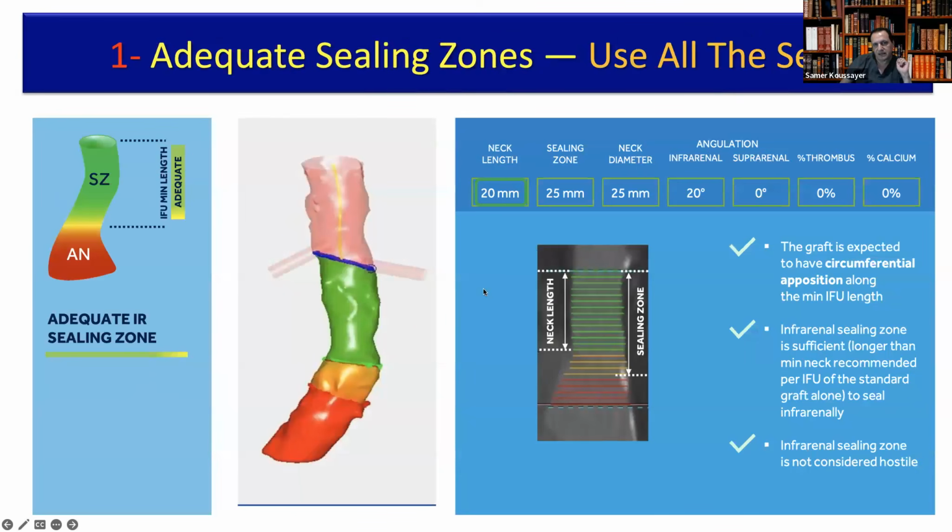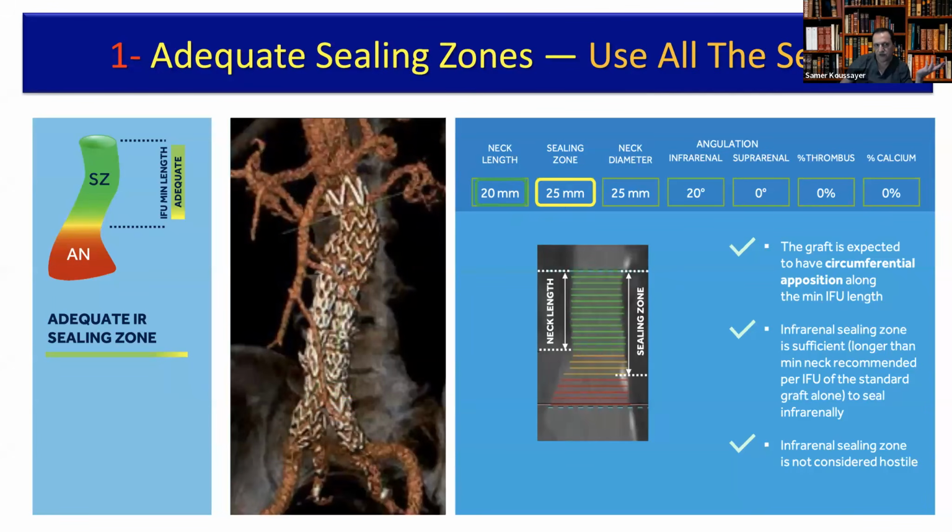Let me give you some examples. This patient's neck length is 20, and the sealing zone is exactly the same, also 20, 25. This is the sealing zone, going all the way from up to down. And this green is the neck. So you have a long neck and a long sealing zone. This one you just treat normally with an EVAR, and it works beautifully.